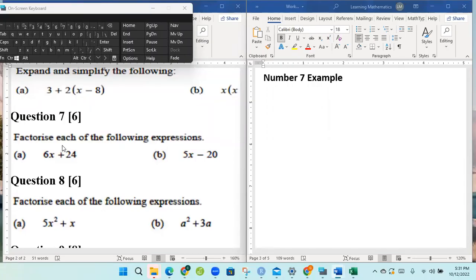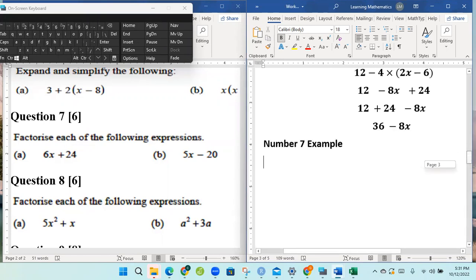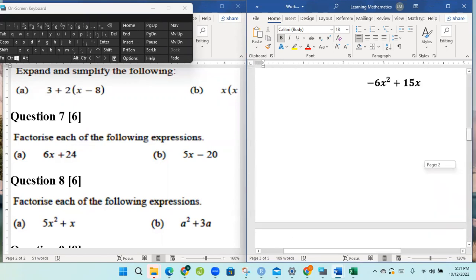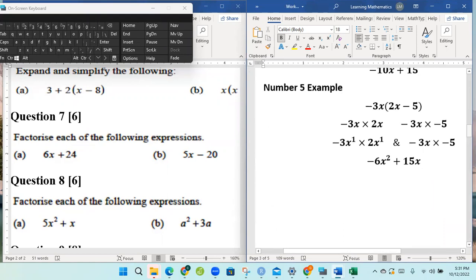Number 7 says factorize. Factorization is the opposite of expansion. Expansion, when you're expanding, we expanded already. A couple of times we have expanded, we have multiplied. Here we expanded. Look at a classic example.